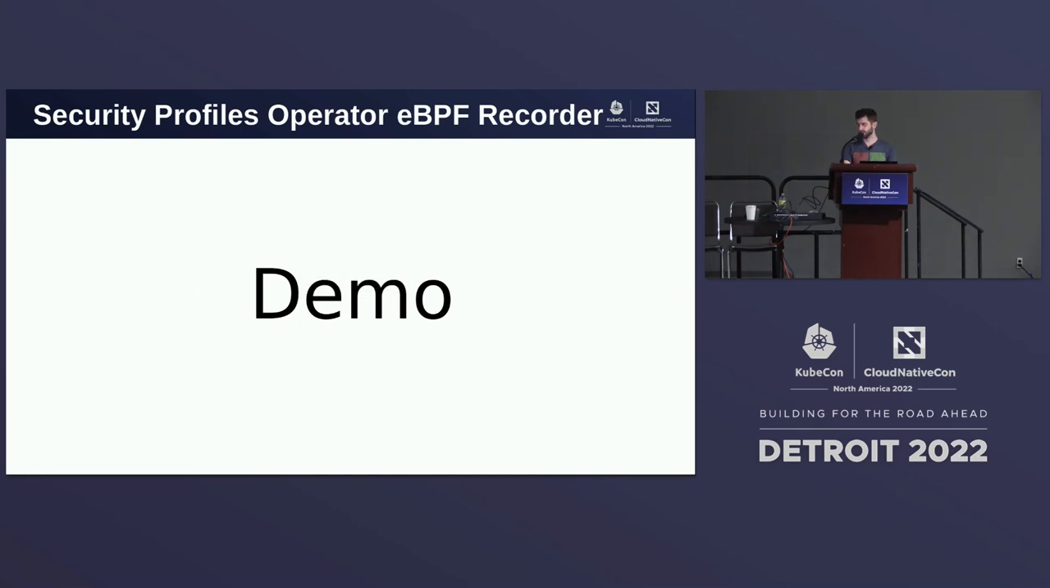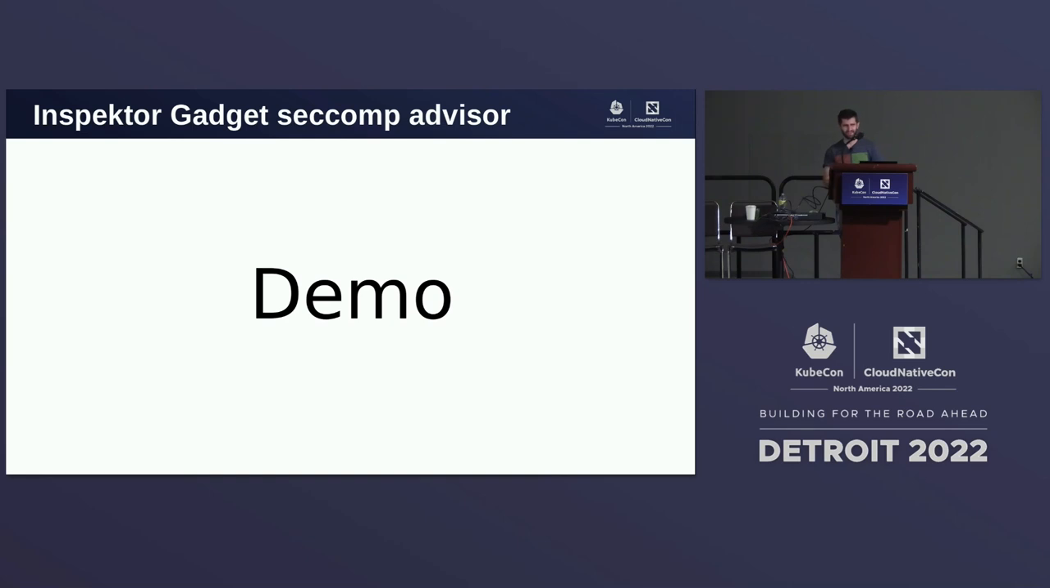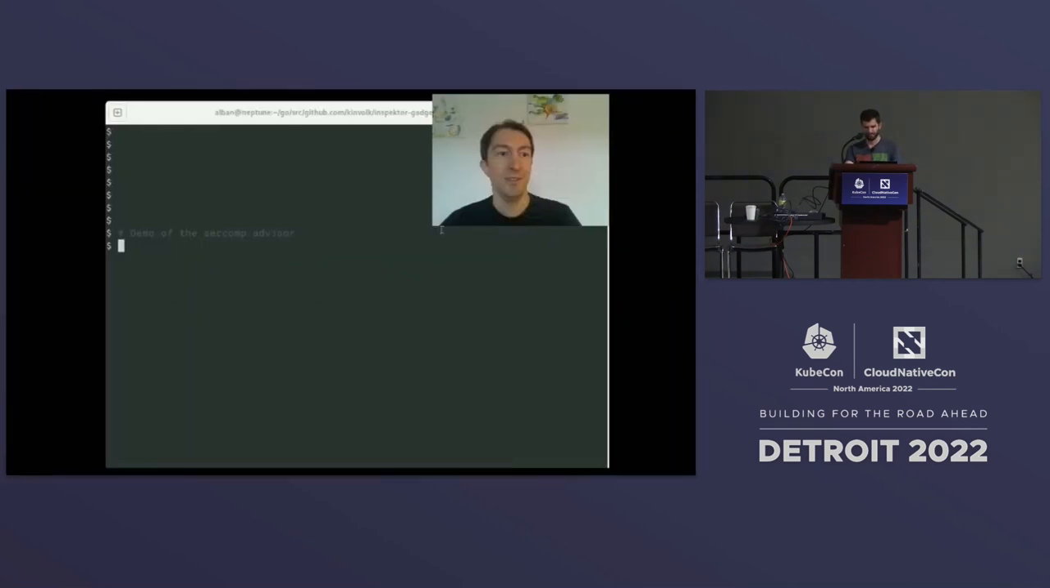Okay, so that's the first way to generate those seccomp profiles. And the other one is by using this Inspektor Gadget Seccomp Advisor. Actually, the mechanism that is used is very similar. This is something that we implemented almost in parallel. Two very similar features implemented by two different teams in parallel. So, just let me show you the second one.